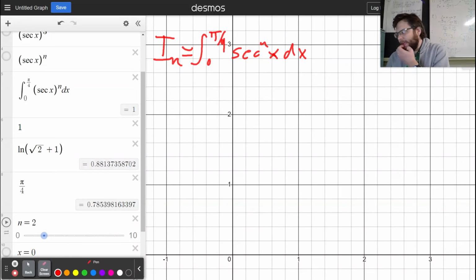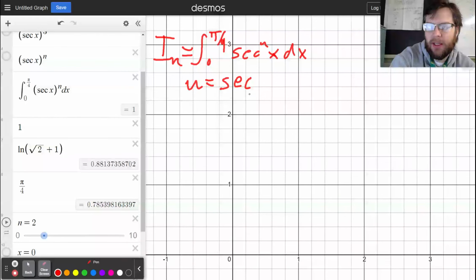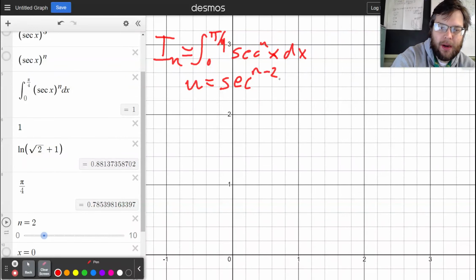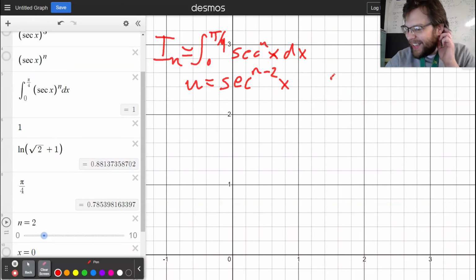And I thought about a couple different ways that I could approach this. My thought was integration by parts. And my thought was that if I can leave a secant squared in the integral, then I know how to take the antiderivative of it. So when I'm doing integration by parts, I'm going to choose u equals secant to the n minus 2 power, and then I'm going to try to integrate it. All right, so again, I'm choosing that.